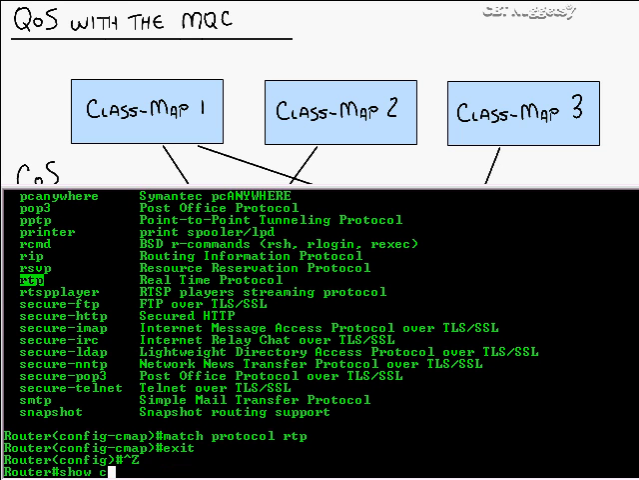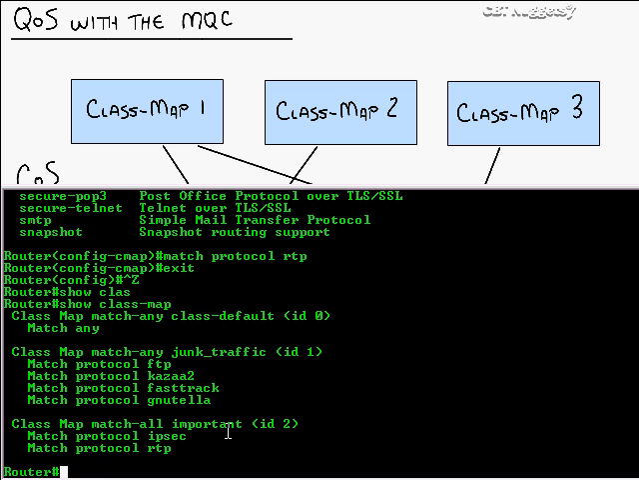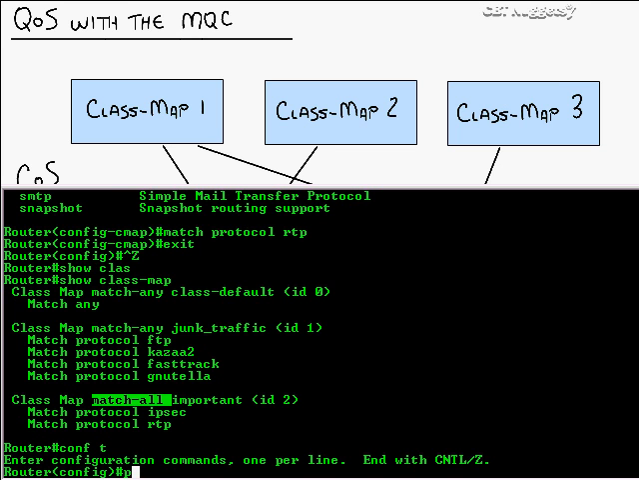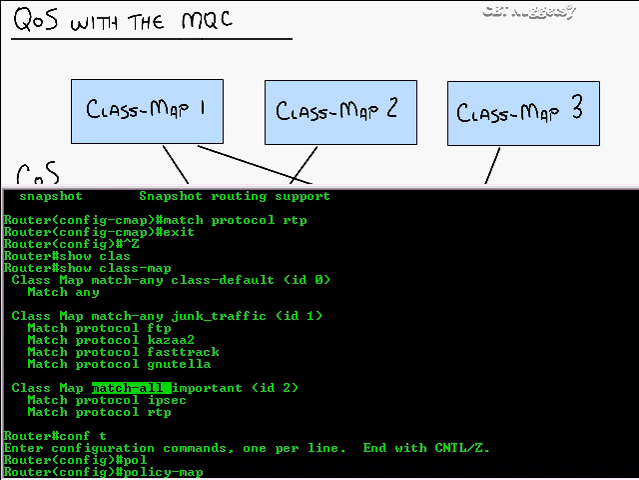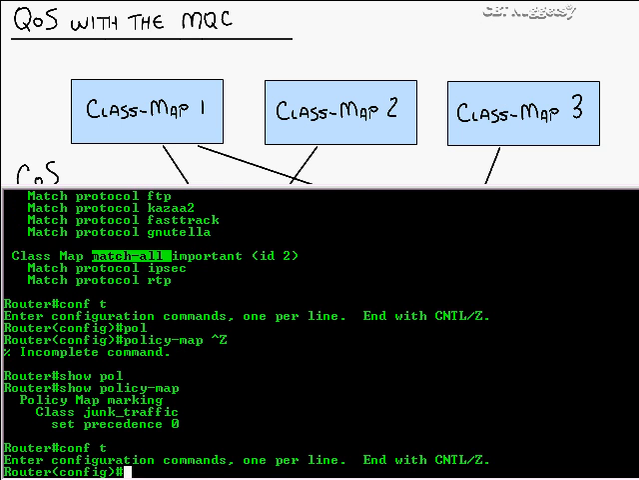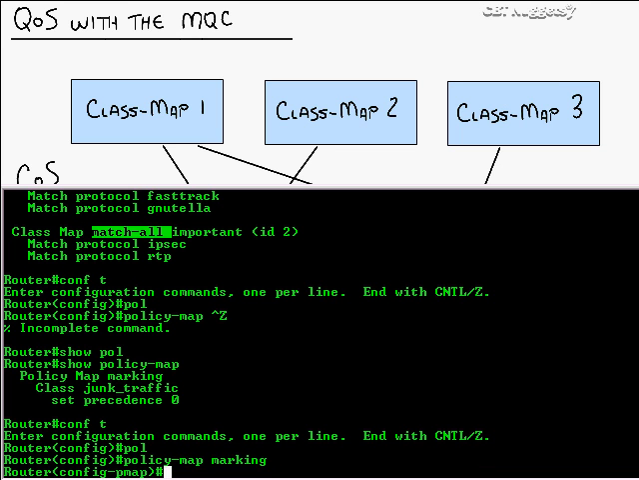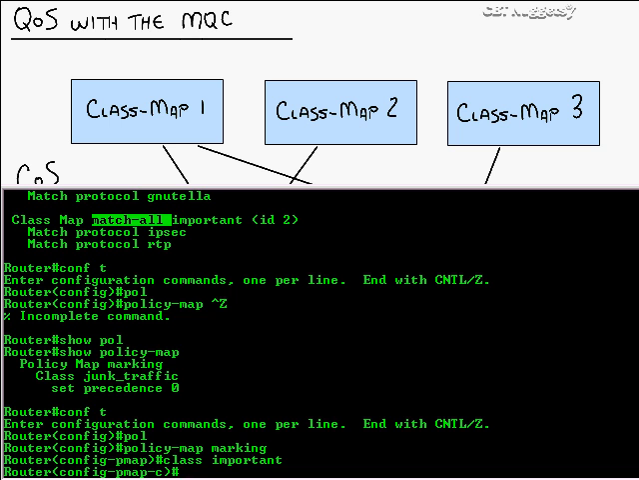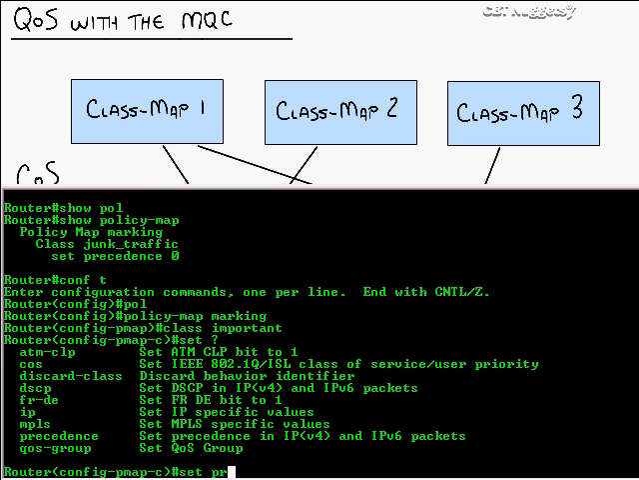So I now have two class maps. I'll do a show class map here. And right here I have important, and you can see I left it at the default, which is match all. So I'm matching streaming audio over VPN connections or using IPsec because I didn't type in match any in that case. And that's okay. We're just using it for the example. I'll do a show policy map of marking. That's what I named it. Policy map marking. And now I'm under here. I'm going to type in class important. And for this class, I'm going to set, let's say, the IP precedence.